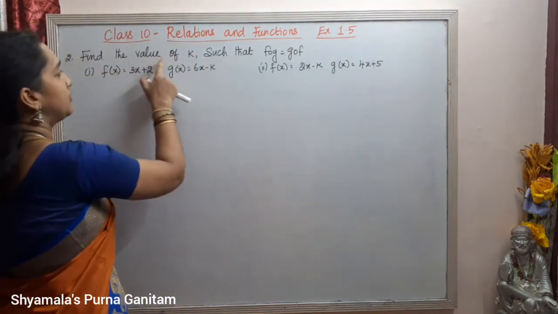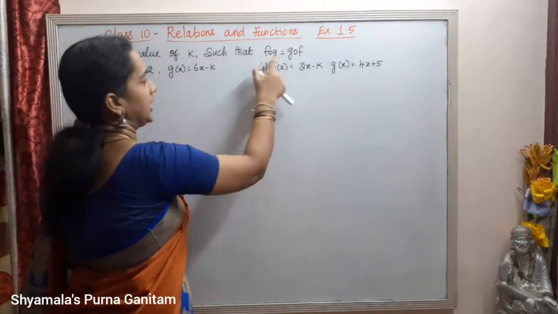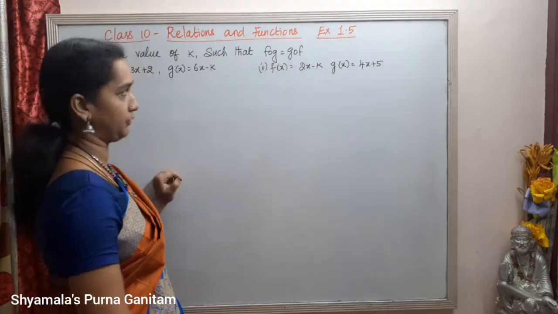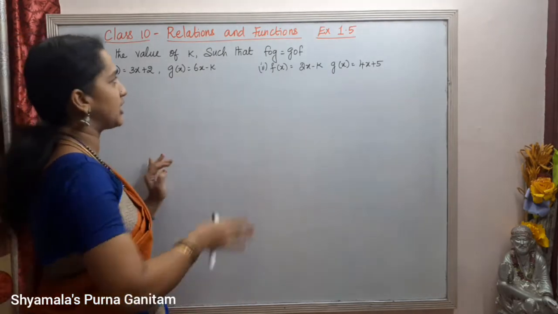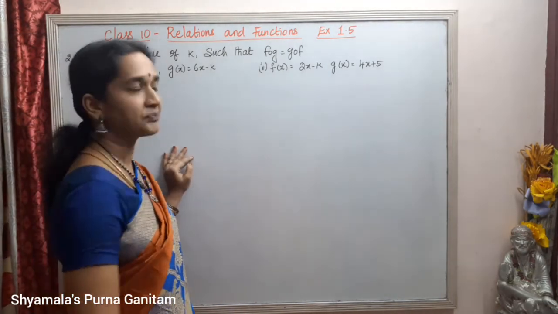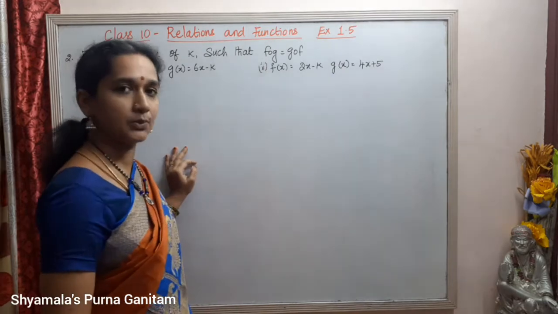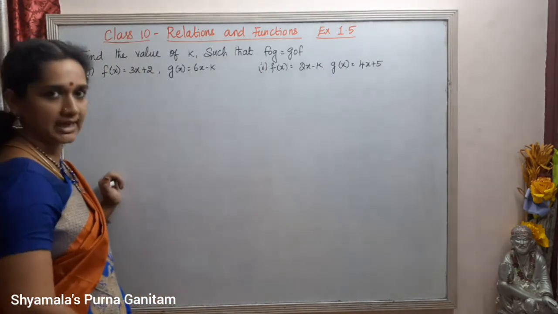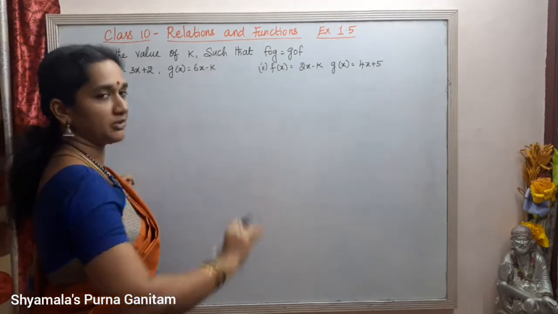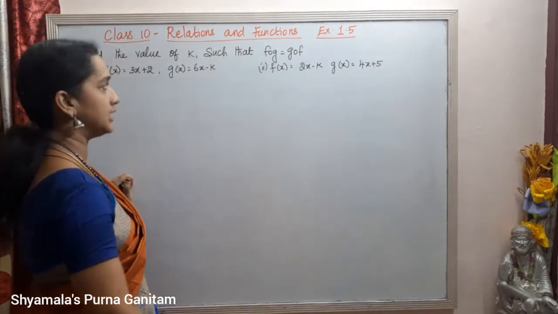The second sum is: find the value of k such that f of g is equal to g of f. For that, two sums are given. In both these sums we are asked to find the value of k such that f of g is equal to g of f. So the first sum: f of x is given as 3x plus 2 and g of x is given as 6x minus k.